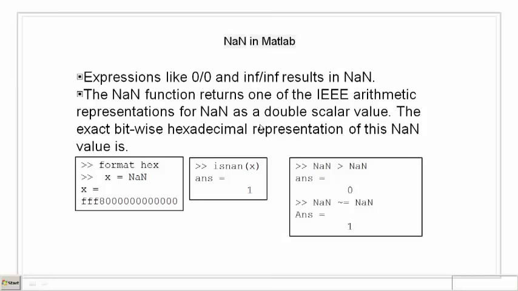The isnan function is used to identify not a number in arrays. The logical operation of NaN is somewhat as seen in the rightmost box. A logical operation involving NaN always returns 0, whether it is greater than, equal to, less than or equal to, greater than or equal to, whatever may be the operation. The only exception to this rule is the not equal to operation. The not equal to logical operation between two NaNs always returns a 1.